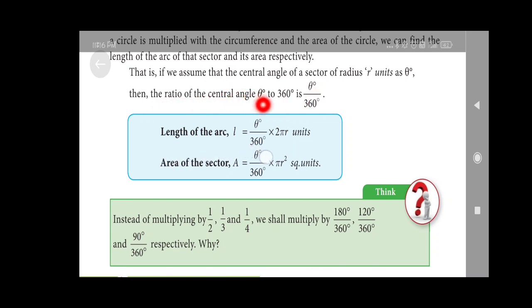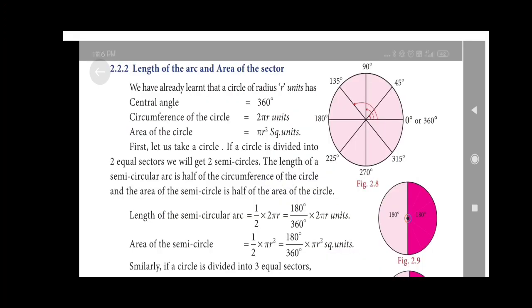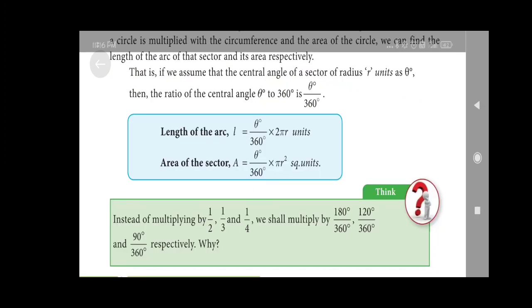The ratio of the central angle theta degree to 360 degree is theta degree divided by 360 degree, because the whole angle is 360 degree. So the length of the arc L is equal to theta by 360 into 2 pi r. 2 pi r is the circumference of the circle. From this we need only the part: the part divided by the whole angle into 2 pi r. That is the formula to find the length: L equals theta degree by 360 into 2 pi r units.